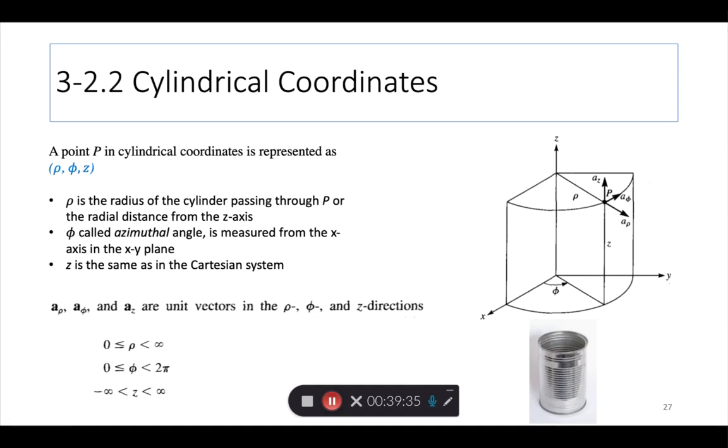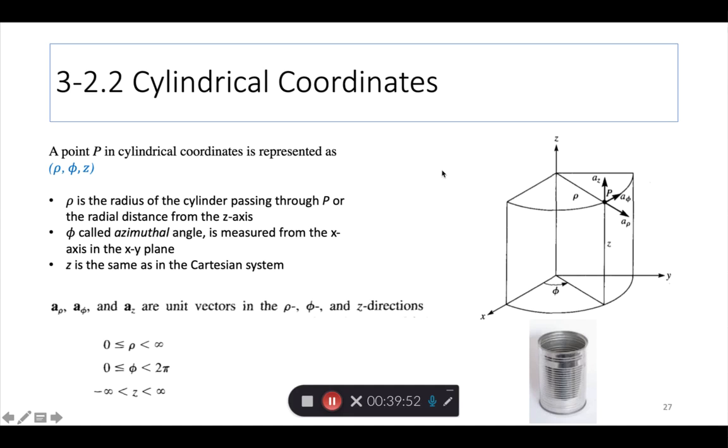Still we are talking about three coordinates, right? But instead of linear x, y, z coordinates, we have rho, phi, z. So z is still the same in both systems, but we have new items here, rho and phi.